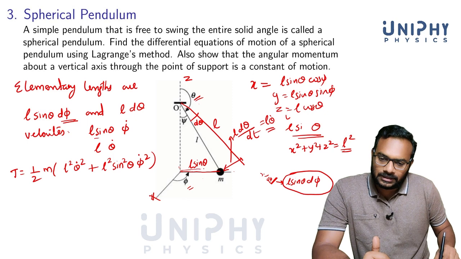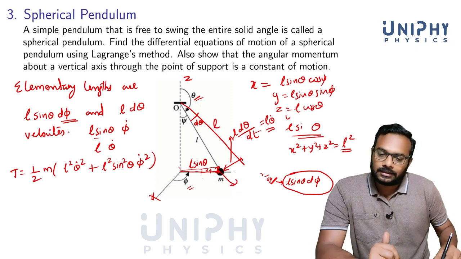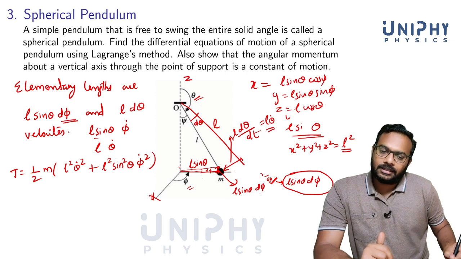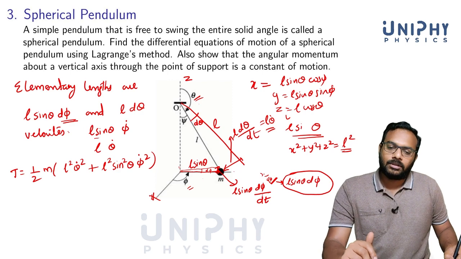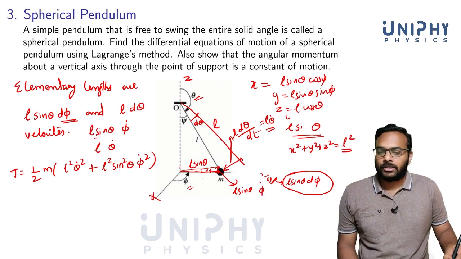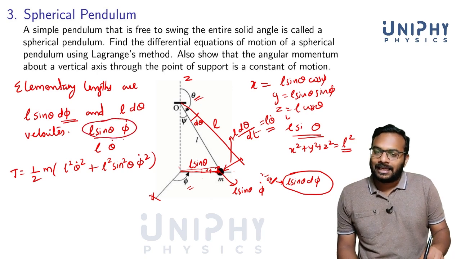Now if there is a small change in the angle phi, let's call it d phi, the corresponding distance moved is L sine theta d phi. Again, if you are doing it in a small time dt, the corresponding velocity would be L sine theta d phi by dt, or L sine theta phi dot. That's what we have here. The tangential velocities are L sine theta phi dot and L theta dot.